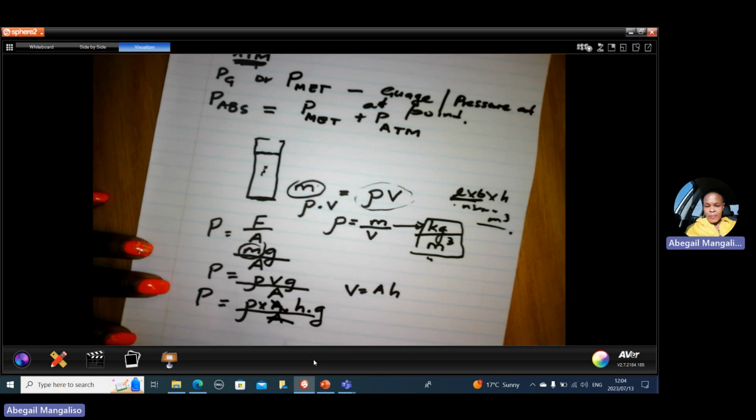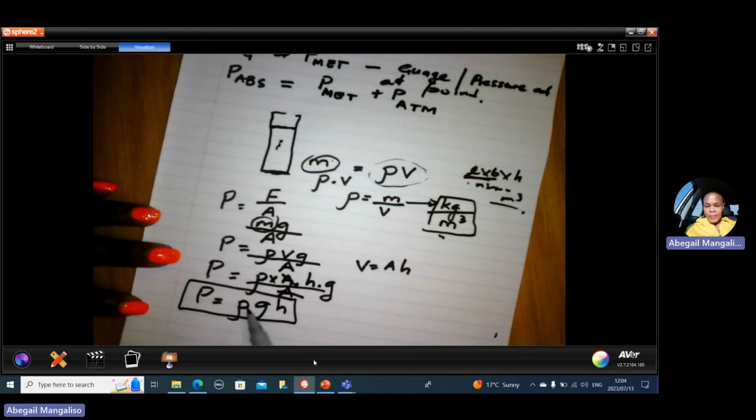Area cancels out an area. Then pressure will be equal to density multiplied by gravitational acceleration multiplied by height. So pressure exerted by a liquid depends on these three quantities. It is not influenced by the area. As you can see, area cancels out. So it depends on density, gravitational acceleration, and the height of the liquid.